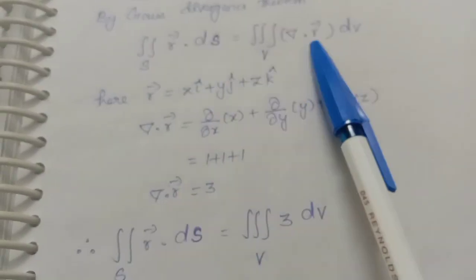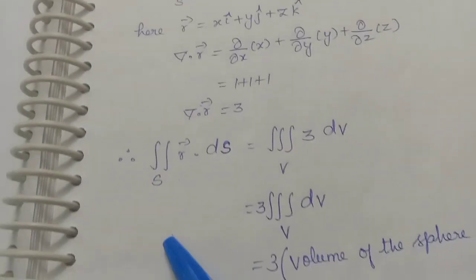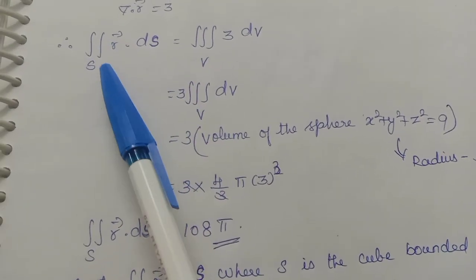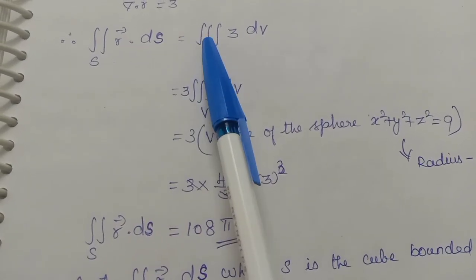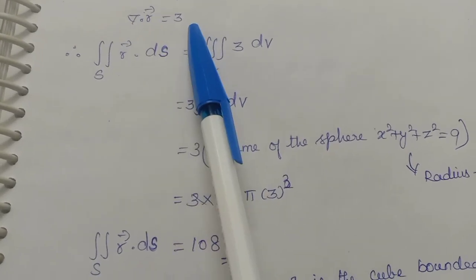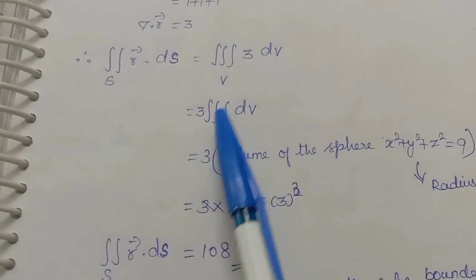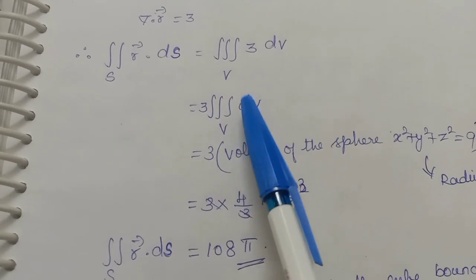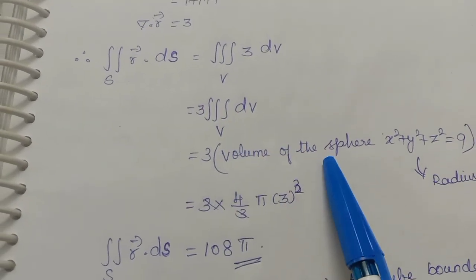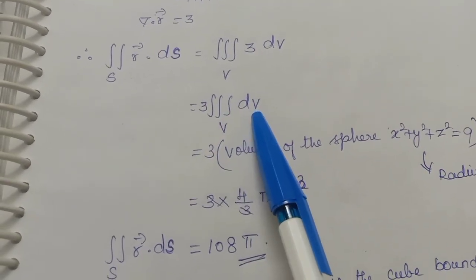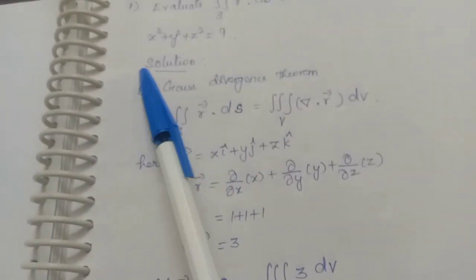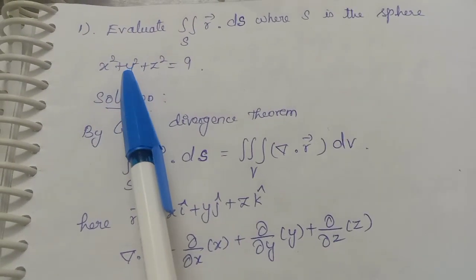So we have evaluated del dot r. Let us substitute it in this statement. The double integral over S of r dot dS is equal to the triple integral, and instead of del dot r, I can substitute 3, into dV. So 3 times the triple integral over V of dV. Integrating this, you will get the volume of the given surface. What is the surface given here? A sphere, isn't it? Look at the question. S is the sphere x square plus y square plus z square equal to 9.